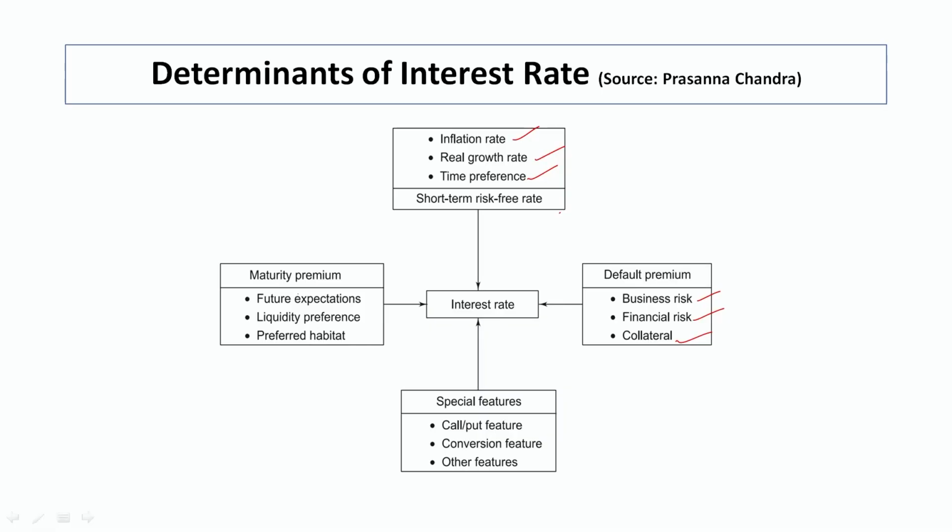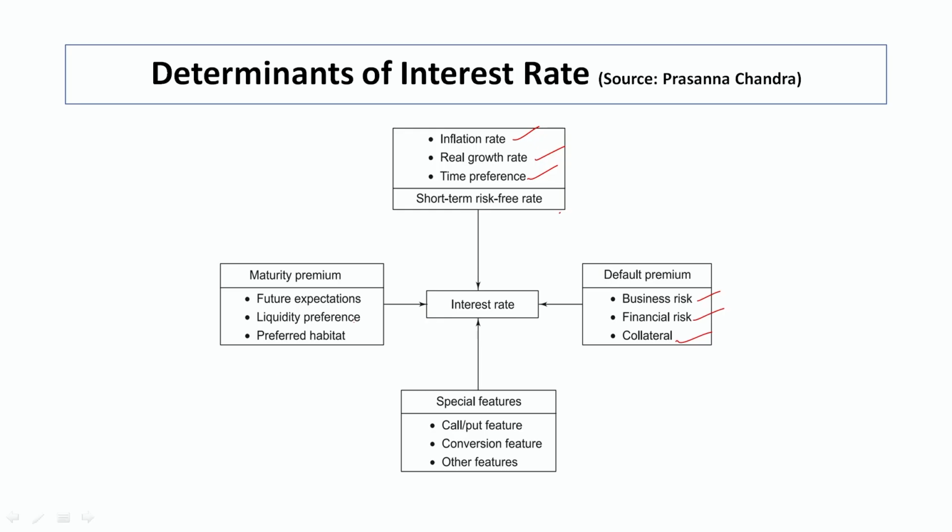Then maturity premium, basically the future expectation. If it is a longer period bond, then in that case the public will demand a better prospect from that particular bond, because they expect that the economic condition will improve and the company will earn a good amount of profit, or the government will earn a good amount of return on this particular investment. In that situation, they require a better premium.